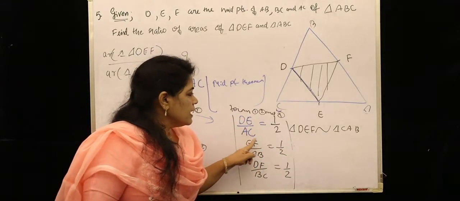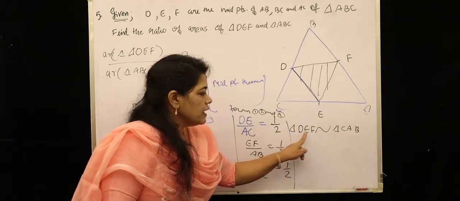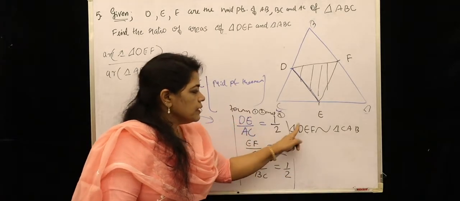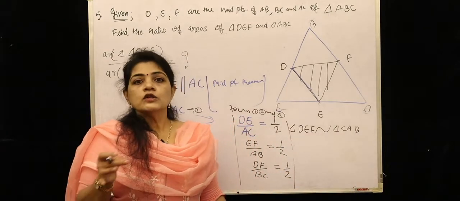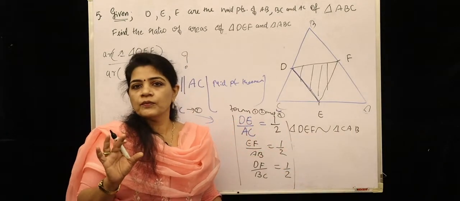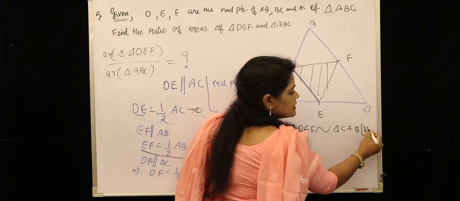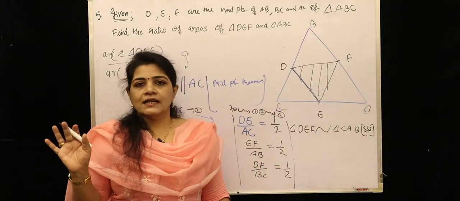So DE by AC, AC equal to CA doesn't matter. EF by AB, EF, AB no problem, the second is also okay. And DF by BC, DF and BC, CB equal to BC, that doesn't matter. So this is the correct symbolic form. These two triangles are similar under the SSS similarity criterion. Hope that it is clear, children.